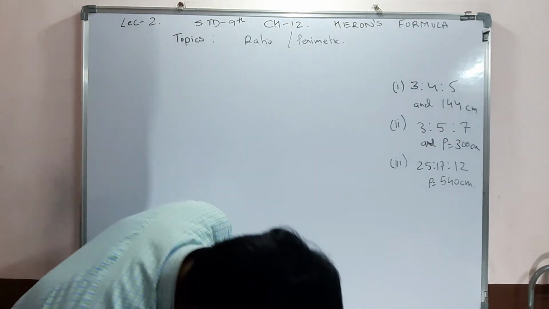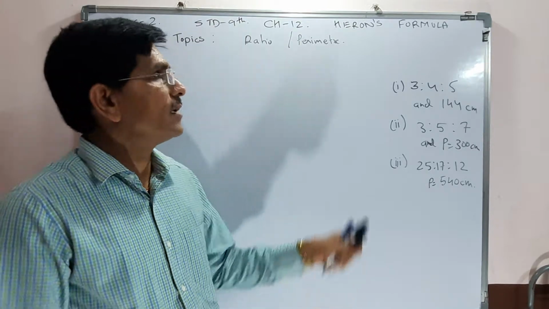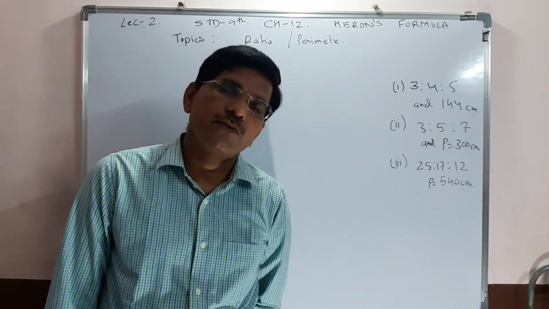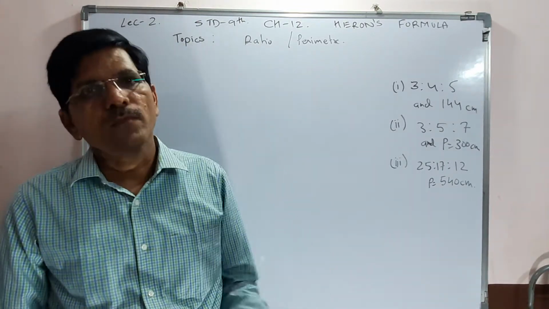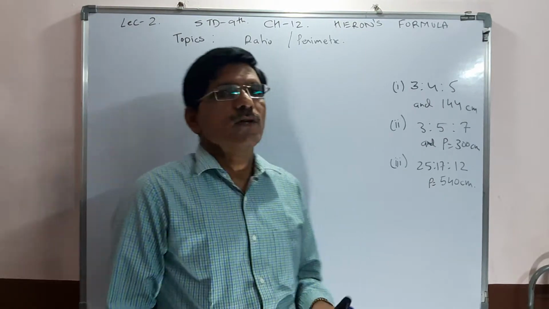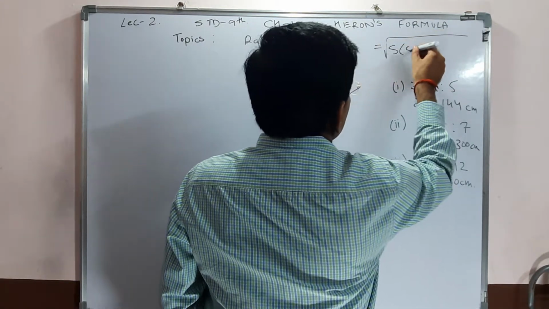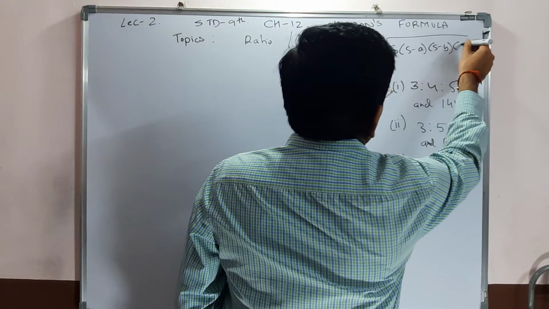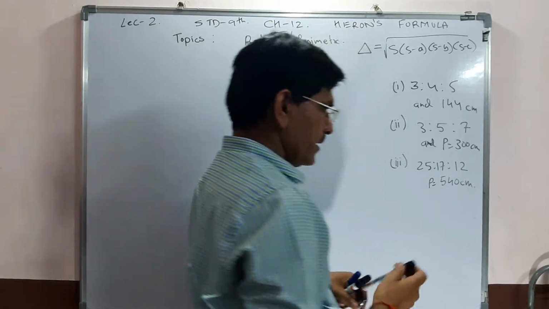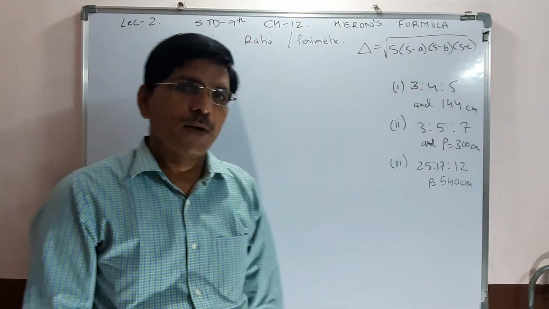In the last lecture, we saw Heron's formula. I think you must now know what Heron's formula is. Heron's formula is used to find the area of a triangle using three sides. First of all, we will write the formula: area, symbol delta, is equal to under root S, S minus A, S minus B, and S minus C.